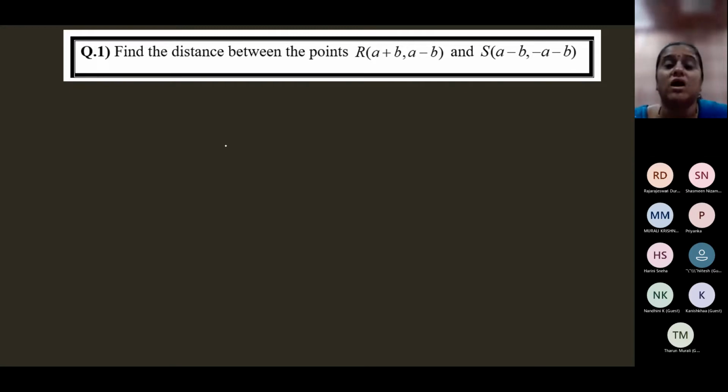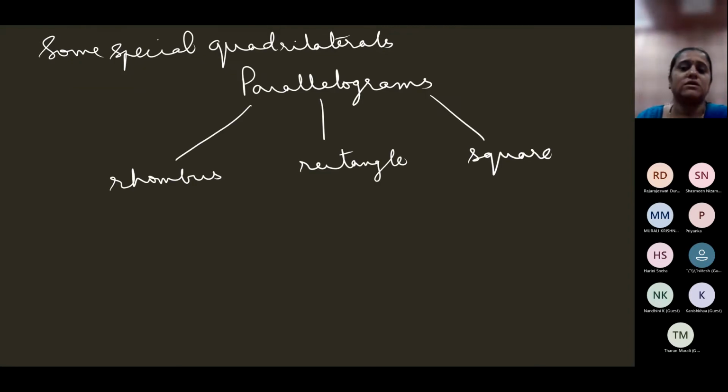Now, a quadrilateral in which both the pairs of opposite sides are parallel is a parallelogram. So no pair of opposite sides parallel, kite. One pair of opposite sides parallel, trapezium. Both the pairs of opposite sides parallel, parallelogram. And in a parallelogram, we have rhombus, rectangle, and square. Rhombus is a parallelogram. Rectangle is a parallelogram. Square is a parallelogram. All properties of a parallelogram apply to rhombus, square, and rectangle. So we will be talking only about these four figures.